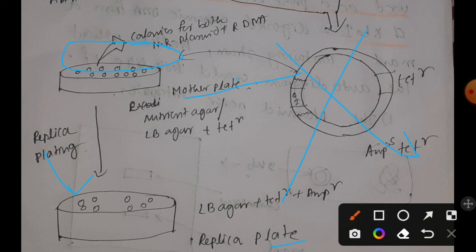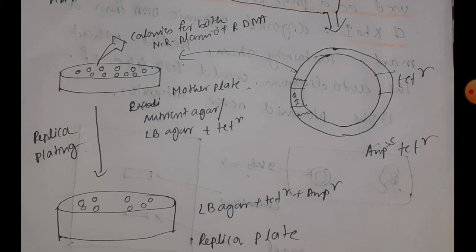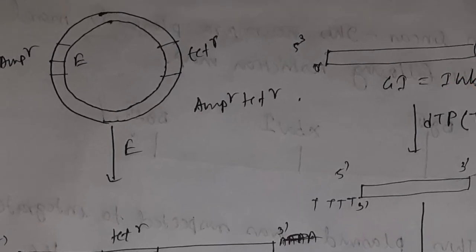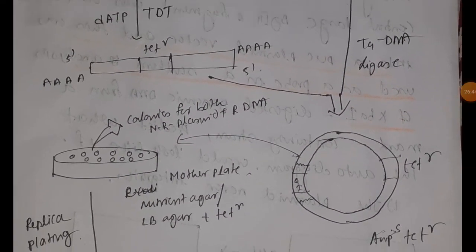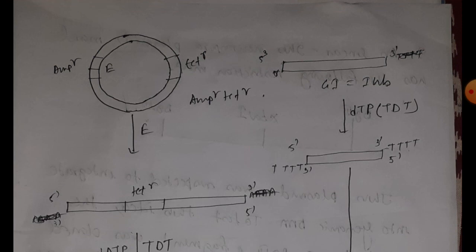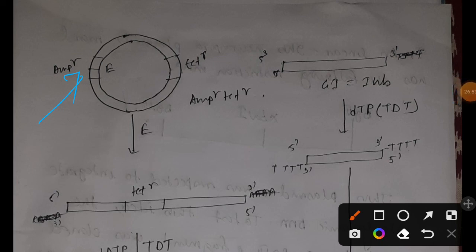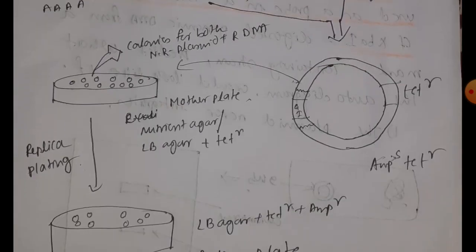Then by simply comparing the mother plate and the replica plate, we can find out the colonies which have recombinant DNA containing bacterial cells. That is how you can screen them, and this kind of screening is known as secondary screening. The tetracycline, which selects both kinds of plasmid containing bacteria, is known as primary screening, and the ampicillin is known as secondary screening, because it ultimately separates your recombinant DNA containing plasmid.